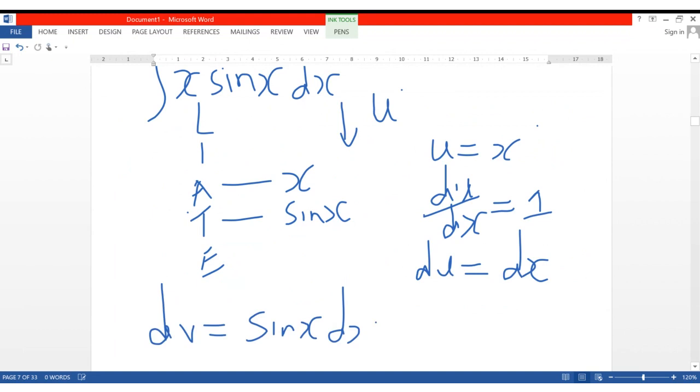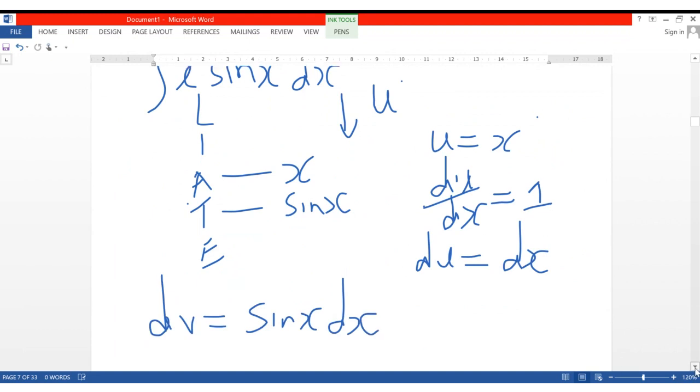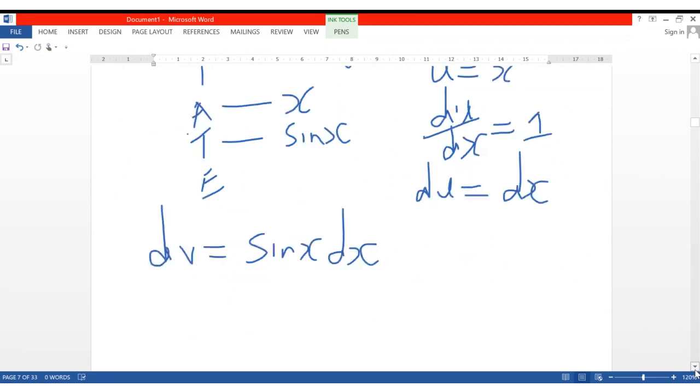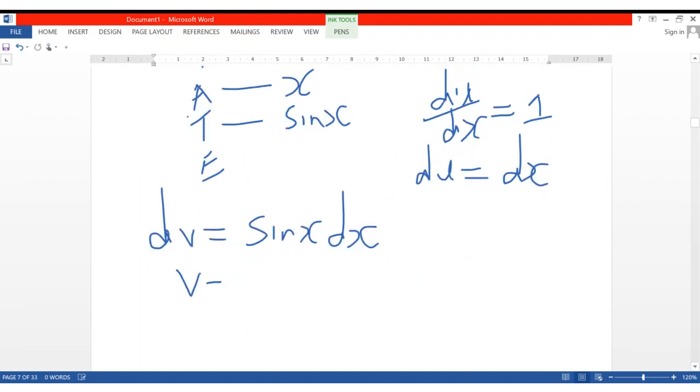I know it's a bit cumbersome, but you have to be able to do this. You get the answer and then you replace it back in the formula there. So if I want my v, I'll integrate sin x dx. Go back to the table. When you integrate sin x, you get negative cos x.